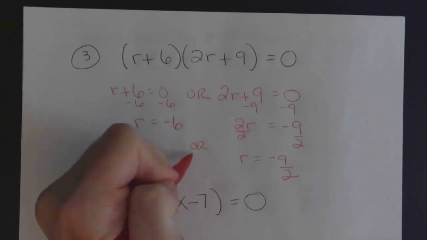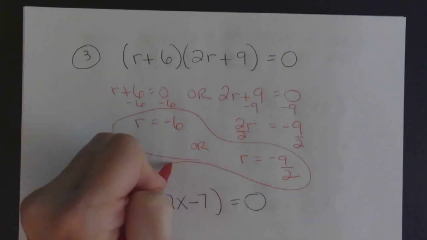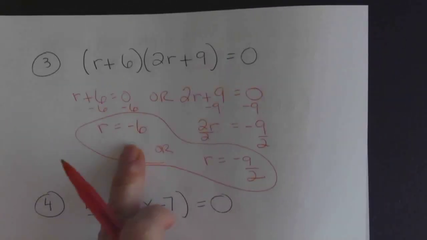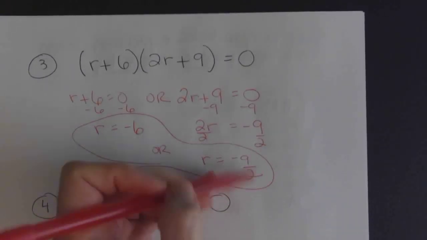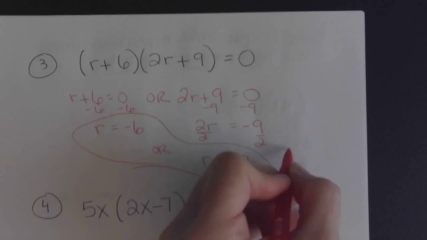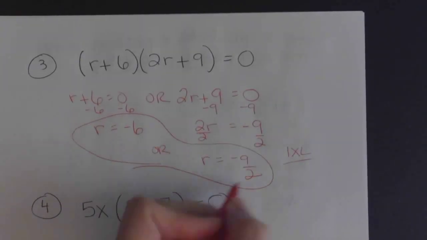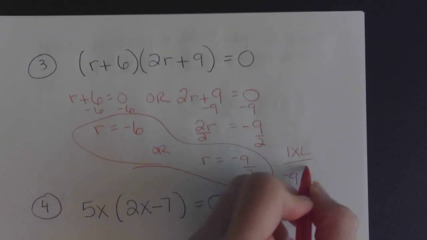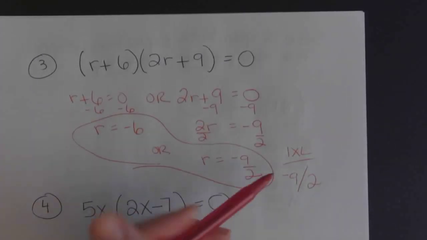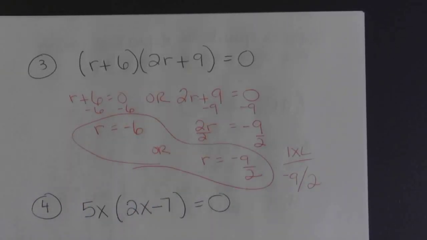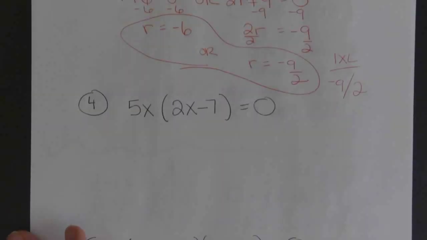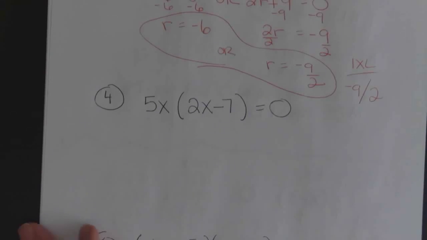Now, what I found, guys, when you go to the IXL for this one, when you go to type in your two answers, the -6 won't be an issue. But they don't have a fraction for me to use. So when I had a fraction, I just typed -9 and then divided by 2 like that. I guess you could also put in the decimal, -4.5, but that's up to you. I just put mine in as fractions.